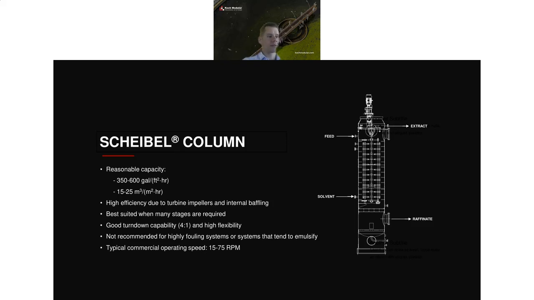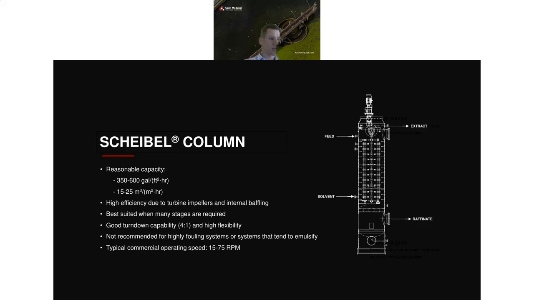It's not recommended for highly fouling systems or systems that have a tendency to emulsify. With highly fouling systems, there's a lot of area on those inner and outer baffles within the column, so solids or highly fouling systems can build up there. Also, if you have a system that has a tendency to emulsify, the high tip speed and the variable shear radially within the Scheibel column can prove to be a challenge for those types of systems. So we wouldn't recommend it for those applications.